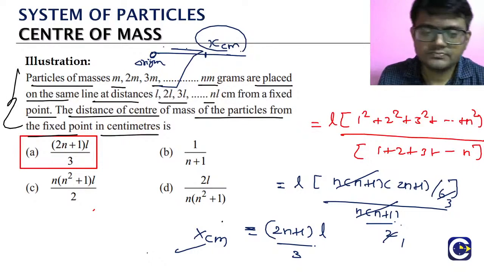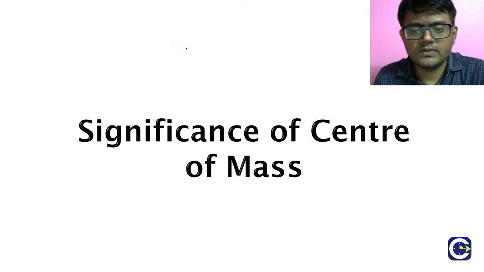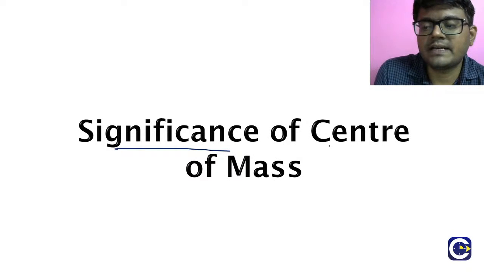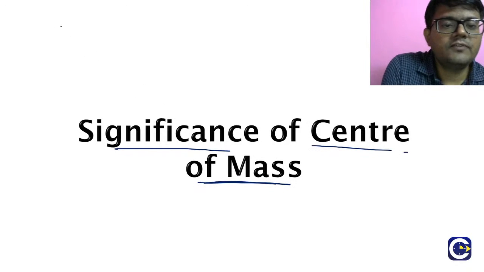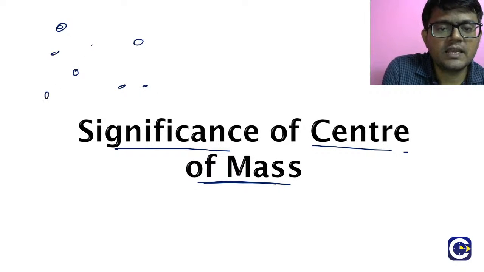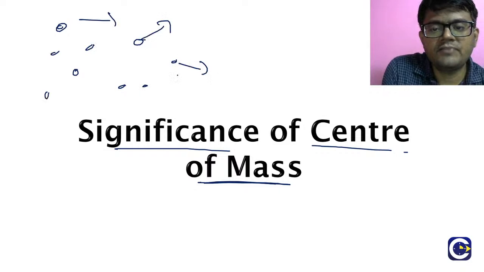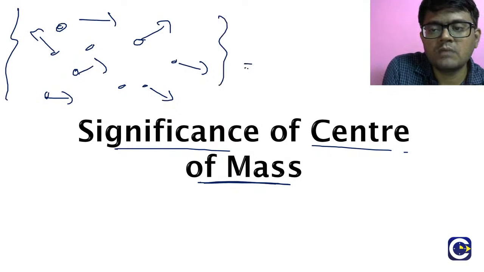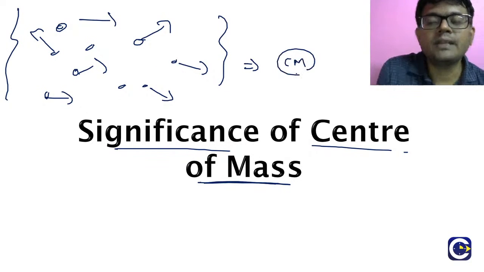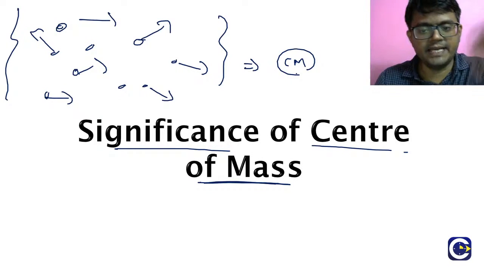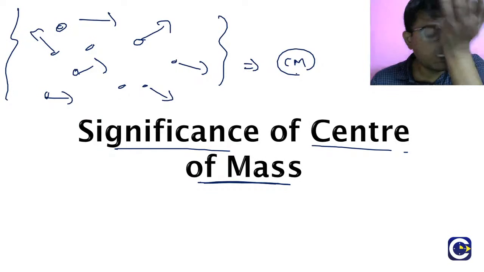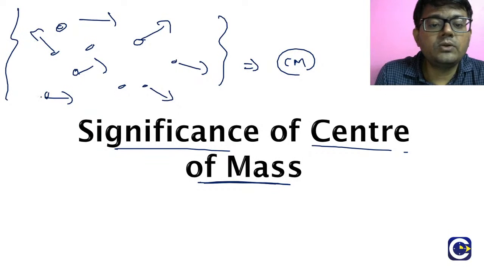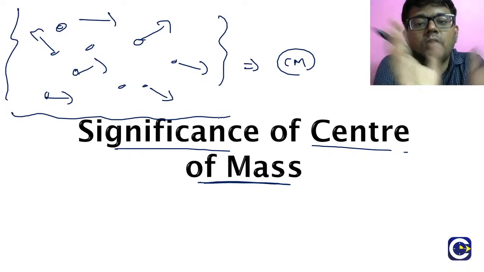Good, Maithili. Next is the significance of the center of mass, because that is where we started. If you have a system of particles, the particles can have many different kinds of motion. So how can we track the overall movement of the system of particles? By tracking the movement of the center of mass. That is where the idea of the center of mass came from. Now we are going to see how the movement of the center of mass explains the movement of the overall system of particles.